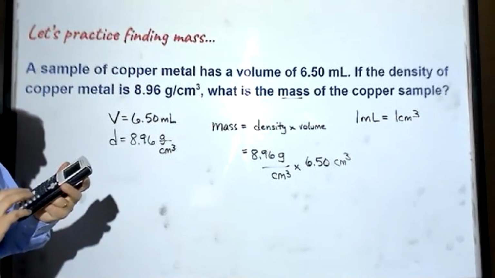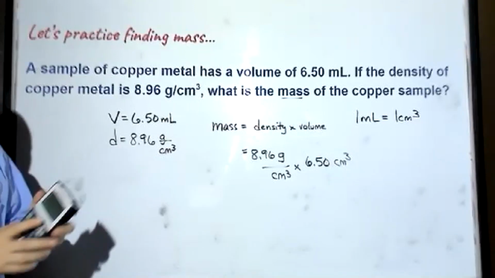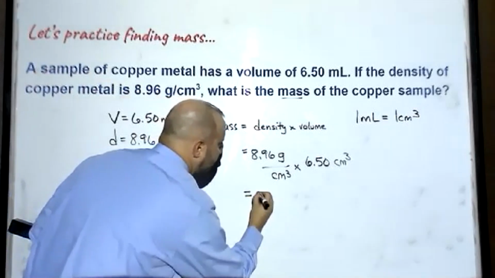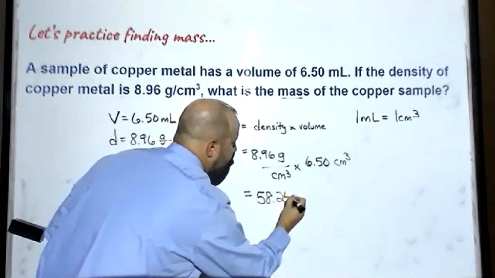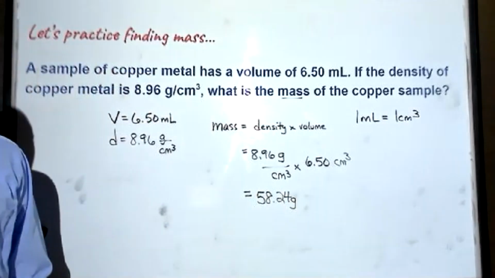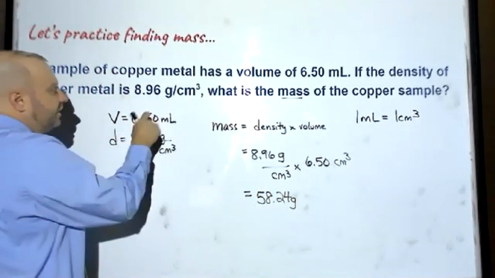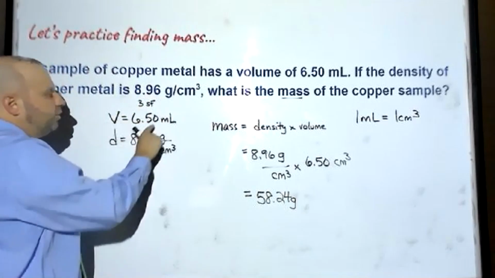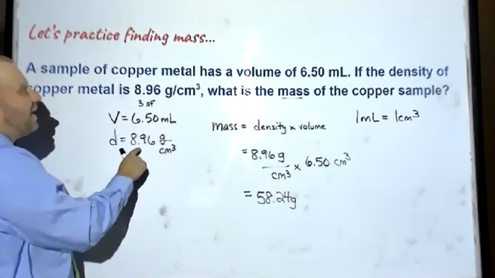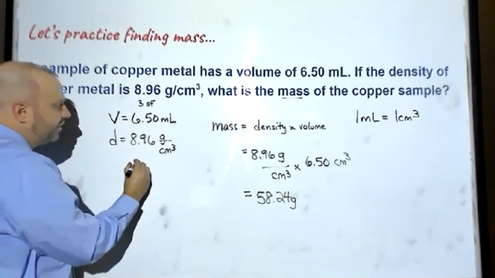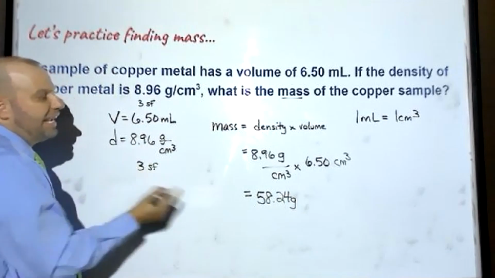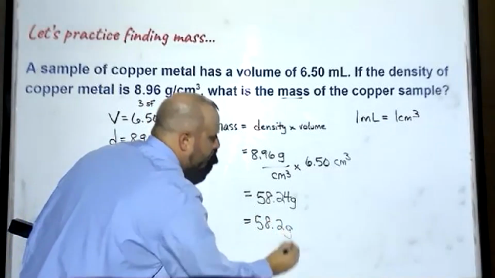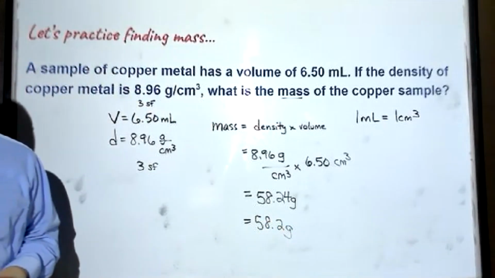I'm going to type this into the calculator. When I do, I get an answer of 58.24. That is my answer in grams. Now, notice up here, I have 3 significant figures, 1, 2, 3. And for my 8.96, I have 3 significant figures. So my answer can have 3 significant figures. That's an answer of 58.2 grams.